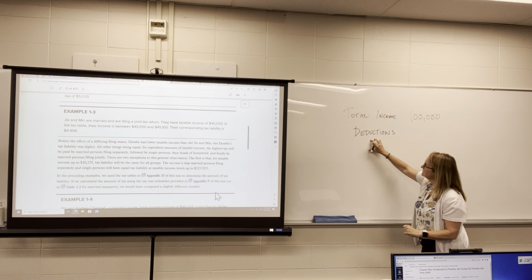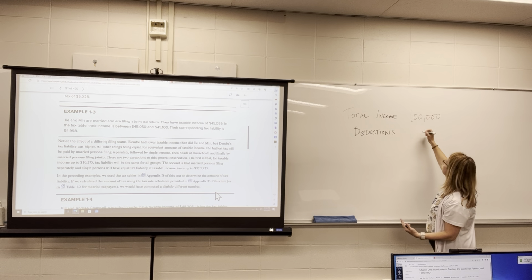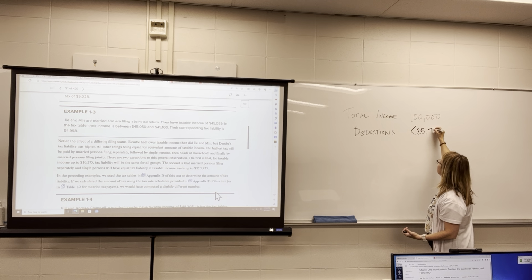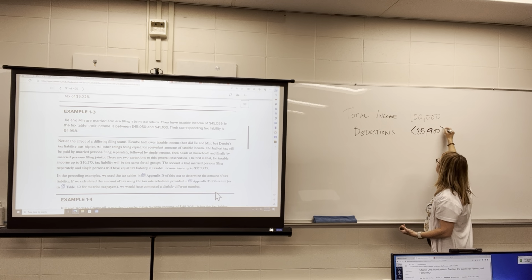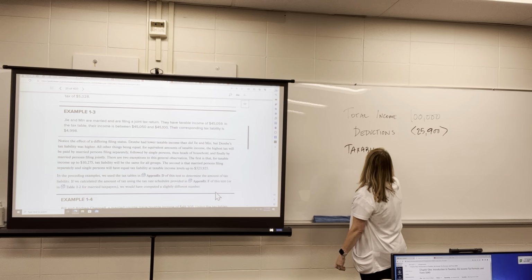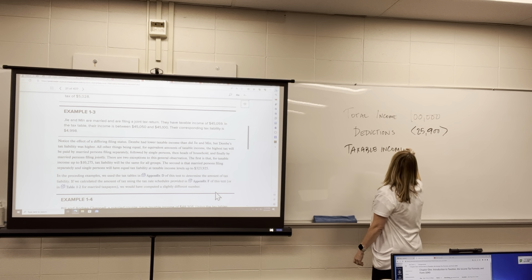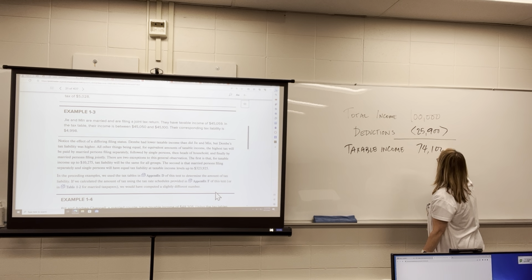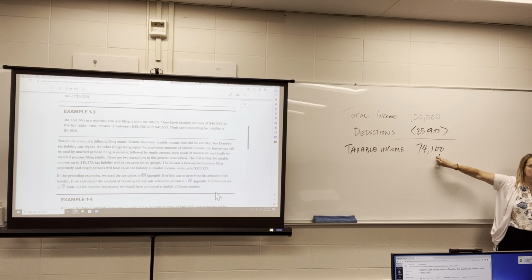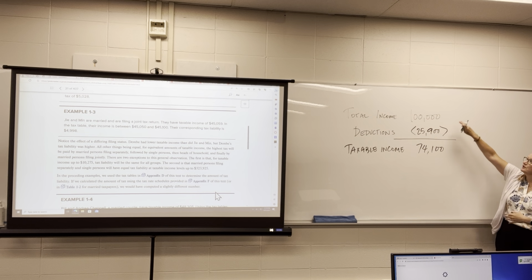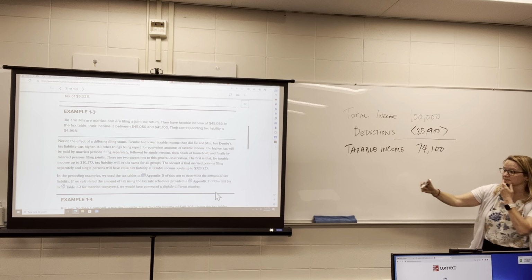So the deduction is going to be based on that filing status. So let's just say married filing jointly, I think it was what, 25,700? 900. So our taxable income is, what is this, 74,100? This is the number that you would use to apply to the table that would determine what the tax liability is. Okay?